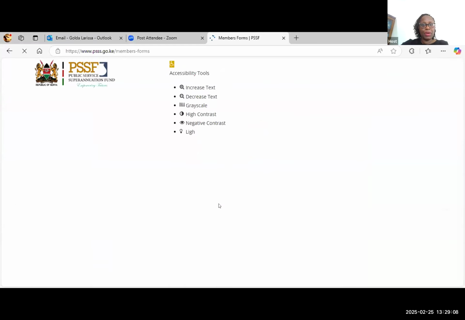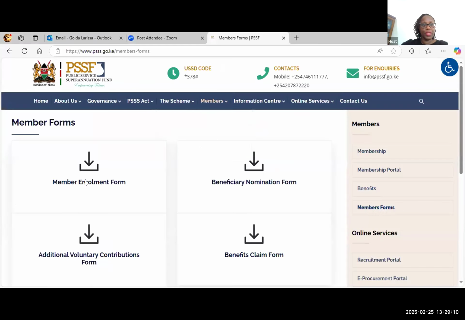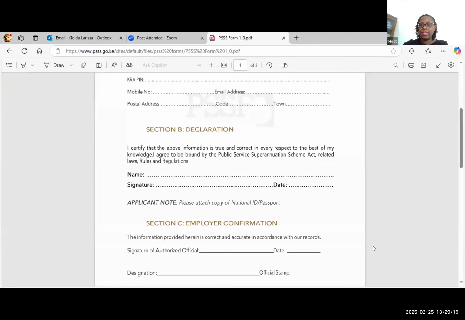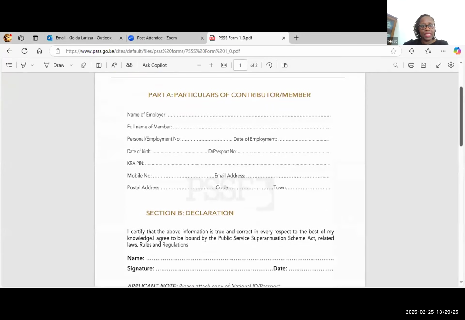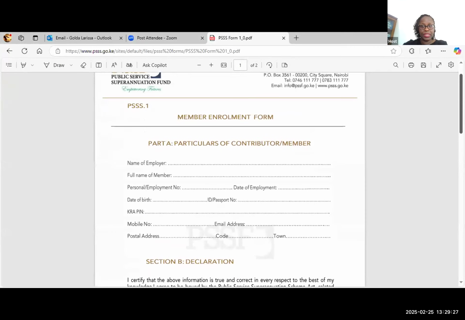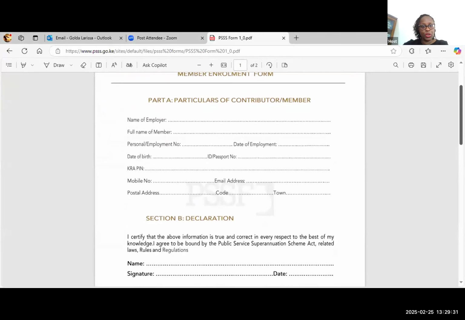So you click on the member forms and it should bring all the member forms that we have. We will start with the first form, which is the member enrollment form. And this is how this form looks. This form is exactly 2 pages long, and it tells us about you as a member. It is the PSSS1. So we are looking at the particulars of the contributor or member.